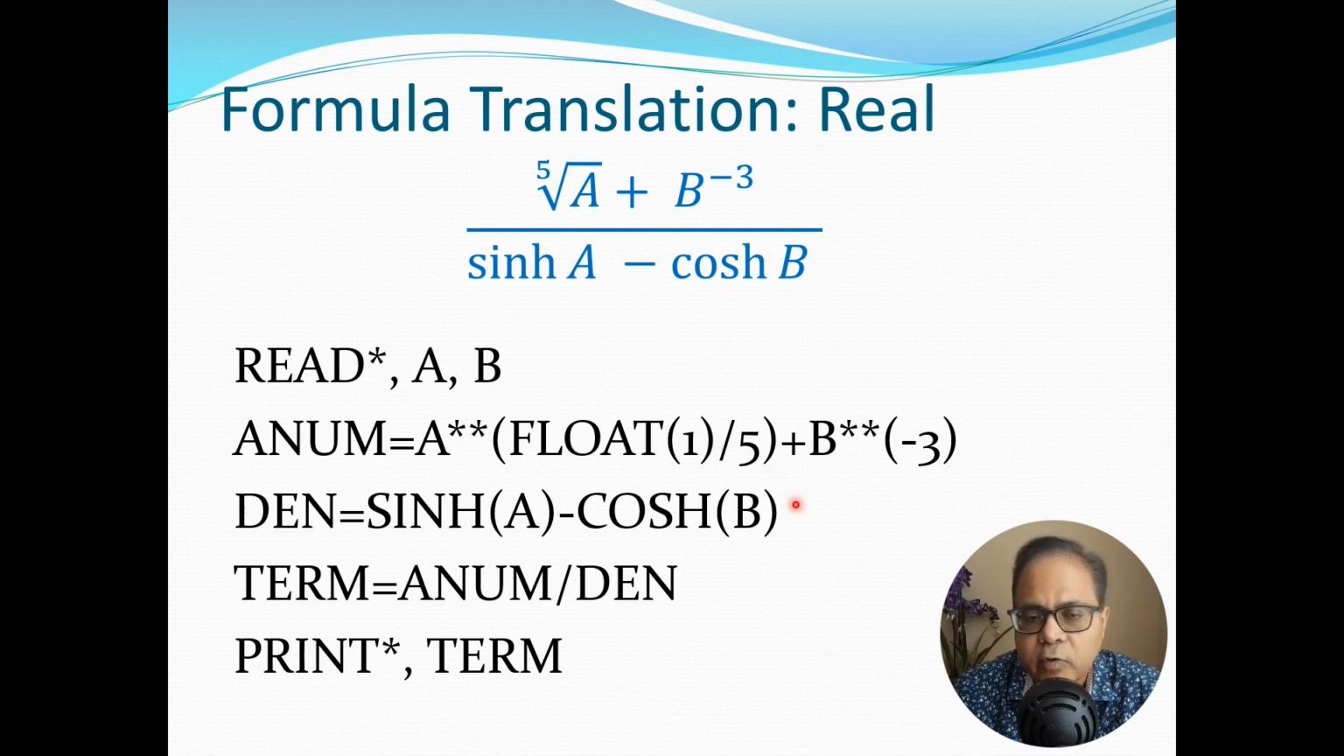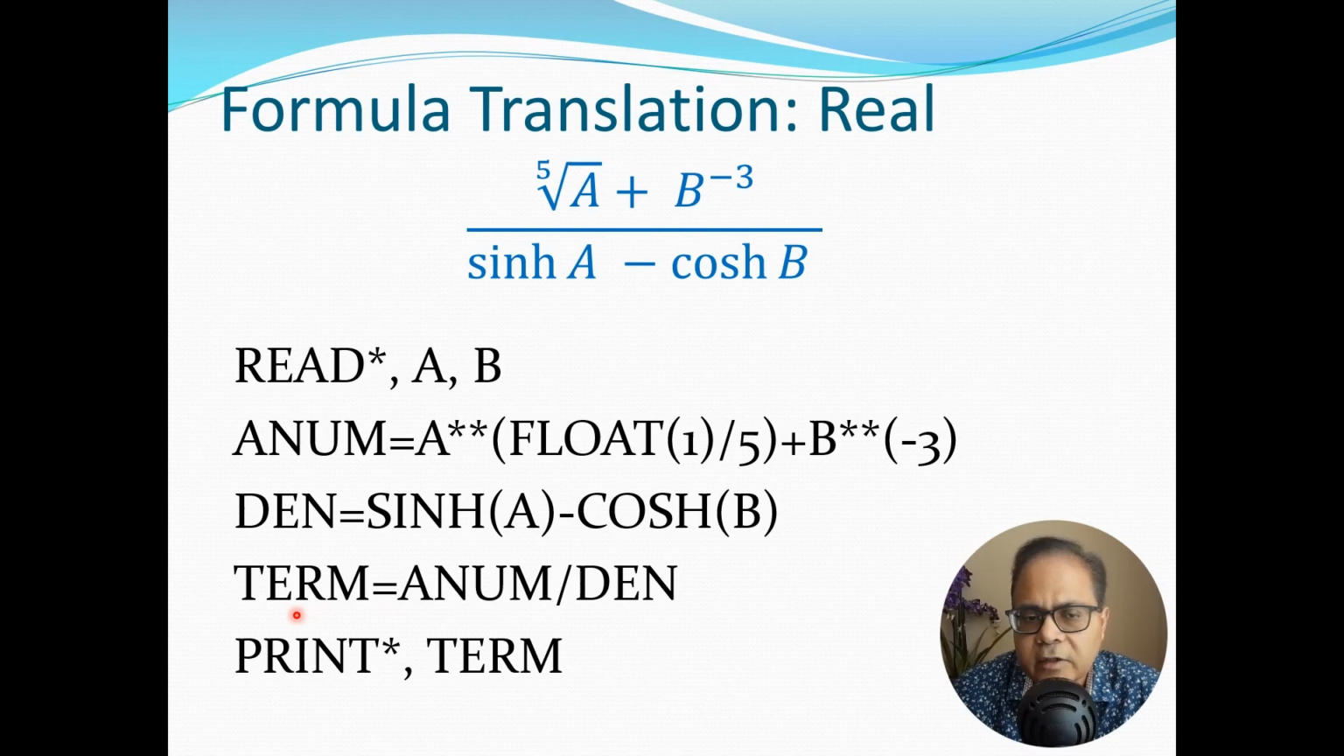But I want to bring out this float function. What it does is that it takes the int value and converts it into floating point. And here, of course, I have b to the power -3. I have the denominator as sinh(a) minus cosh(b). Now here I have not bothered to write minus 3.0. You could do it if you want, because b itself is a real number, so this entire thing is going to get converted into real numbers.